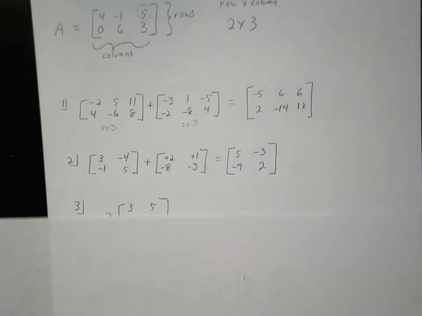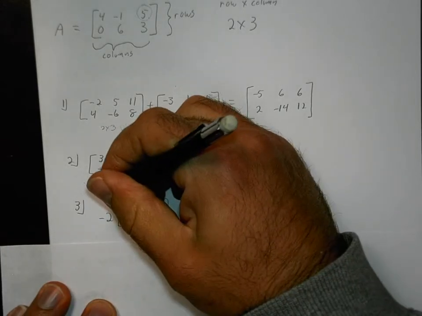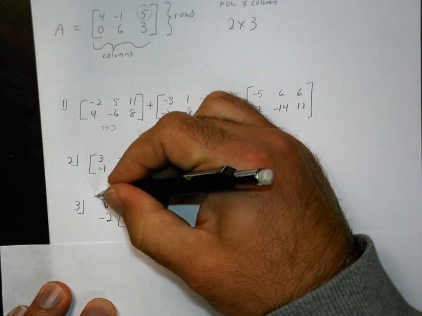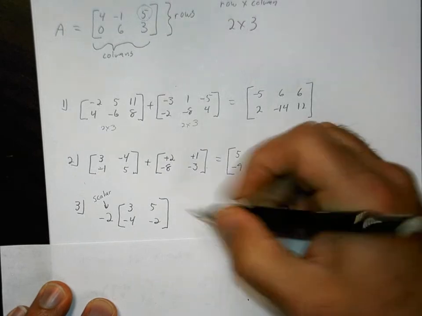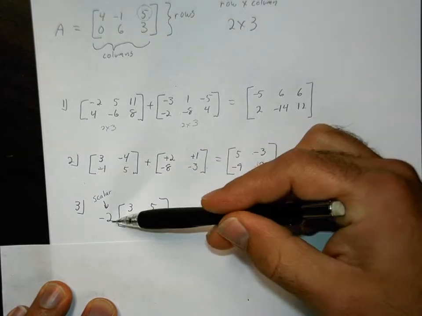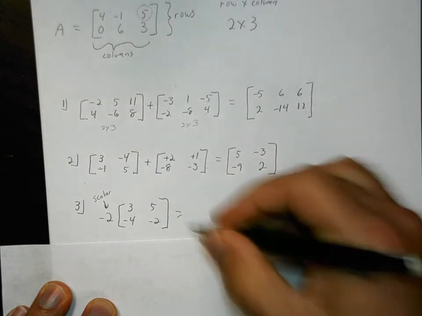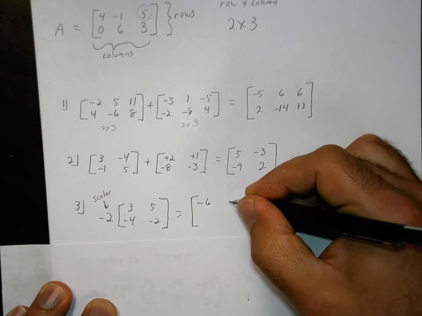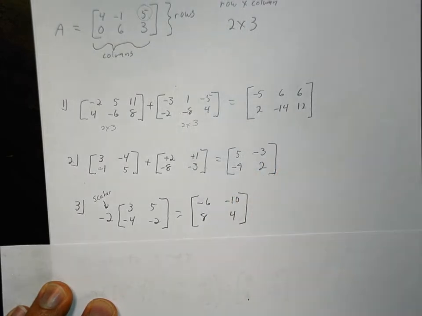Okay? Multiplying a matrix by a scalar. This number outside the matrix is called a scalar. It's just a number. Okay? And all we're doing is distributing -2 and multiplying it by each element inside the matrix to get a new matrix. So we just multiply. That's what we get there.